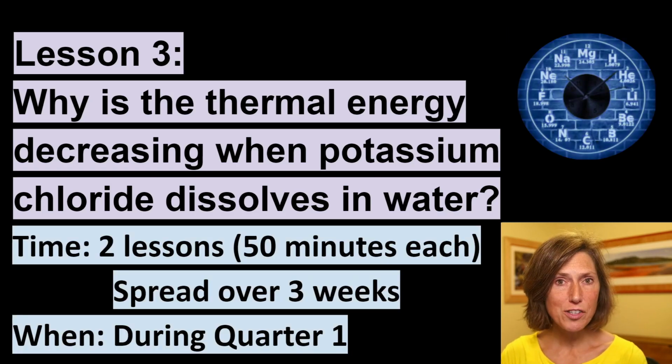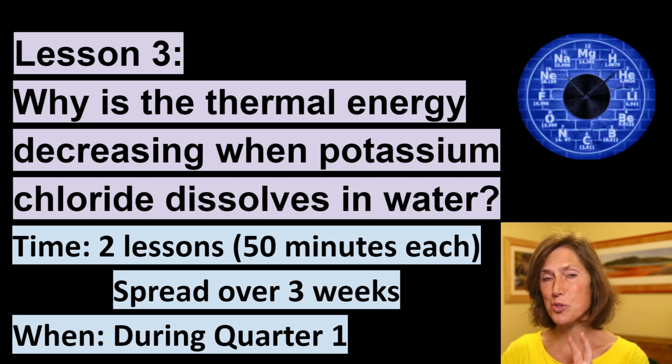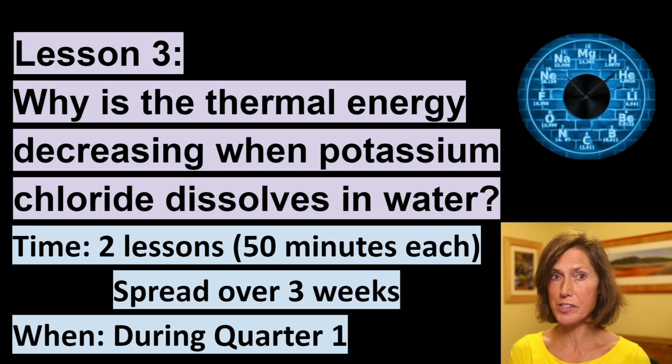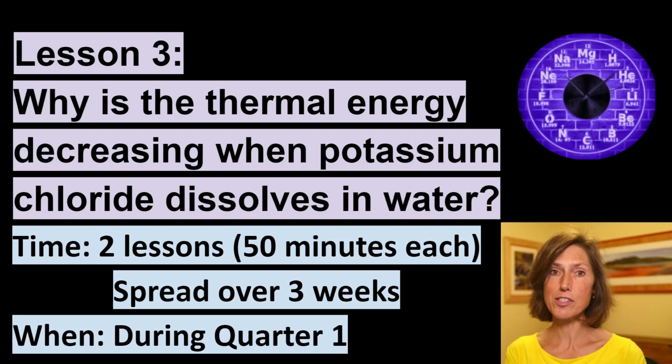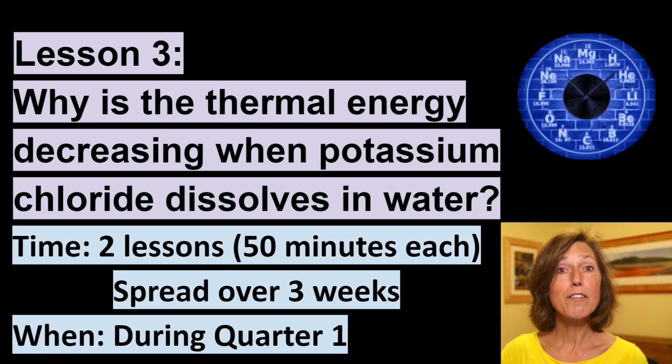How long did lesson 3 take me? Well, exactly 2 class periods. My periods are roughly 50 minutes each, but I spread those 2 periods over a period of 3 weeks because I was very busy during this time teaching everything to do with the periodic table trends. Check the link above for the updated lesson related to periodic table trends. When did I teach lesson 3? During quarter 1 of the school year.